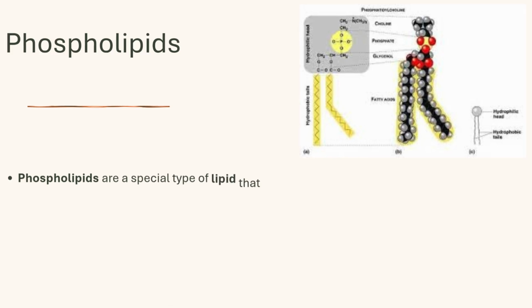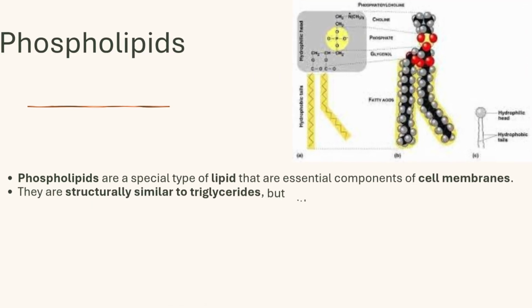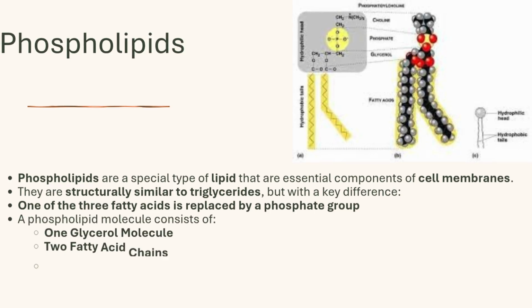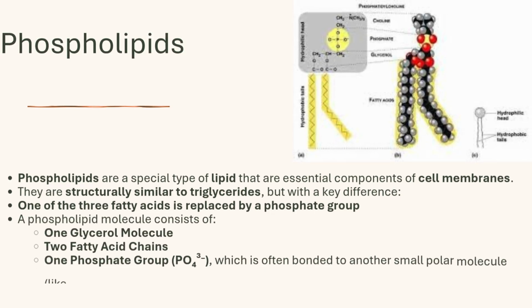Phospholipids. Phospholipids are a special type of lipid that are essential components of cell membranes. They are structurally similar to triglycerides, but with a key difference. That is, one of the 3 fatty acids is replaced by a phosphate group. A phospholipid molecule consists of 1 glycerol molecule, 2 fatty acid chains and 1 phosphate group, which is often bonded to another small polar molecule, like choline.